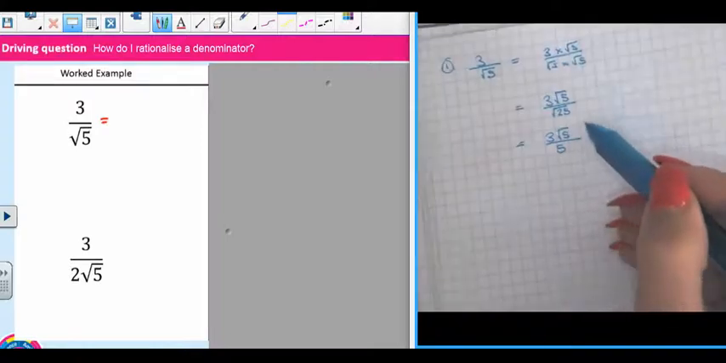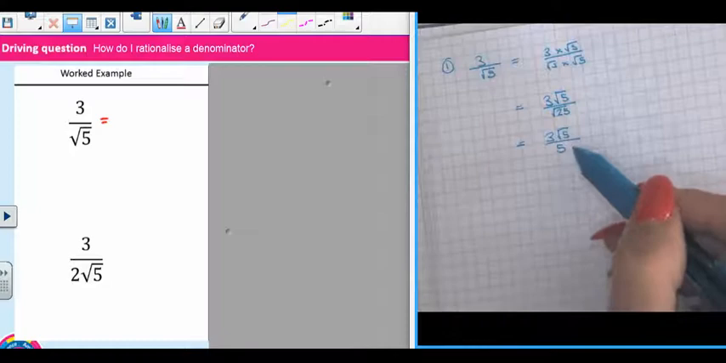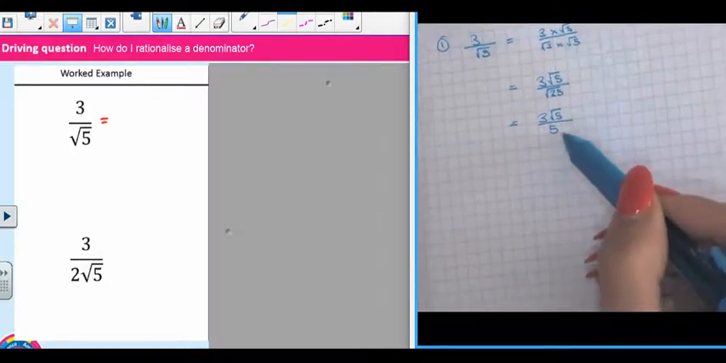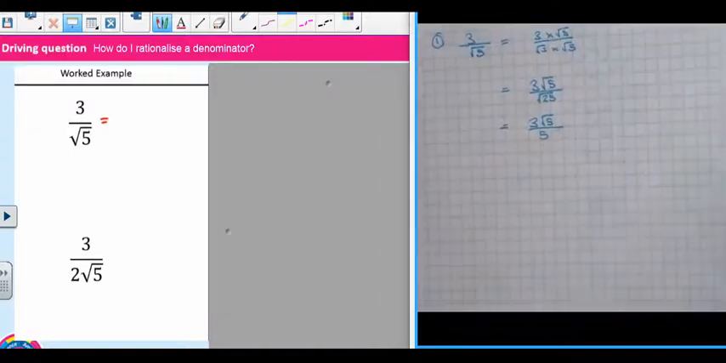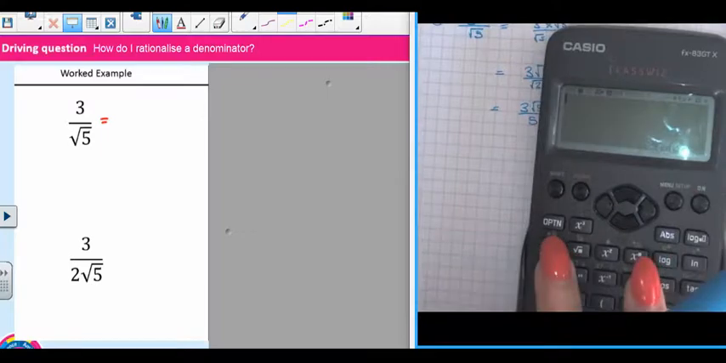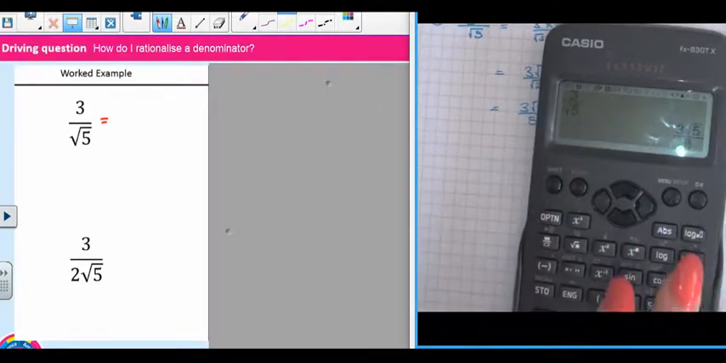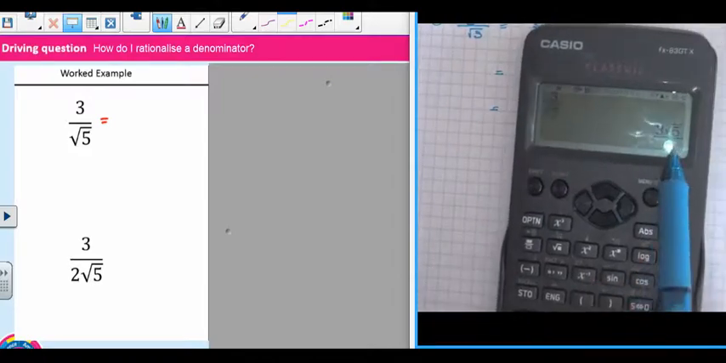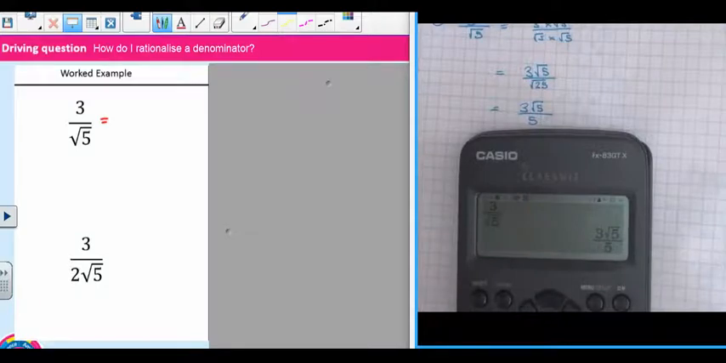The numerator is irrational, that's a third, but that's fine. We wanted to rationalise the denominator. This fraction here still has exactly the same value as this fraction here. Now you'll notice, if I put 3 over root 5 on my calculator and press equals, it actually rationalises it for me automatically, and it's got the same answer there.